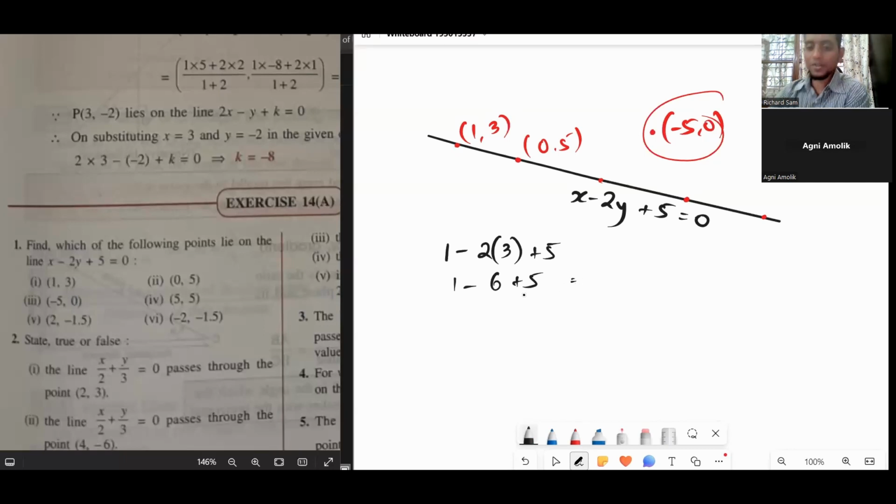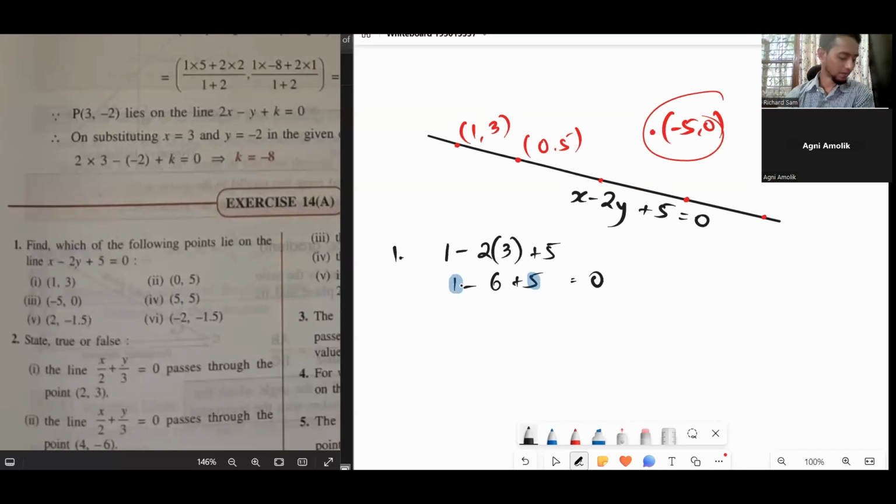You need to do the addition and subtraction carefully here. First do the positive numbers. Which are the positive numbers? 1 and 5 are positive, 6 is negative. So 1 plus 5 is 6, 6 minus 6 is 0. You got 0, right? So this point 1 comma 3 is on this line. Clear? All right, now you do them and tell me which points are on this line.